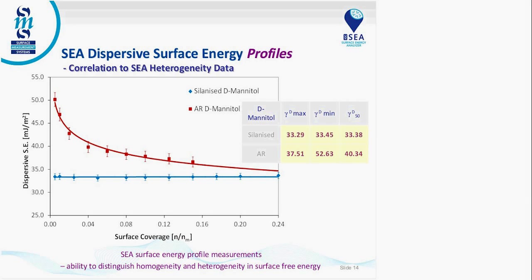I do see a question: what is the surface coverage? I did go over it quickly. Surface coverage is n, which is the number of moles that were injected divided by the number of moles that would be required to cover the monolayer surface.